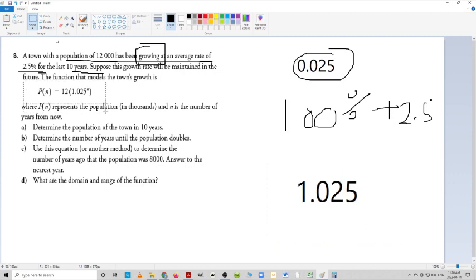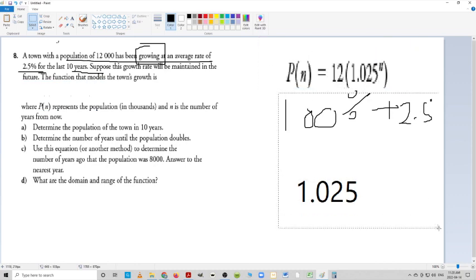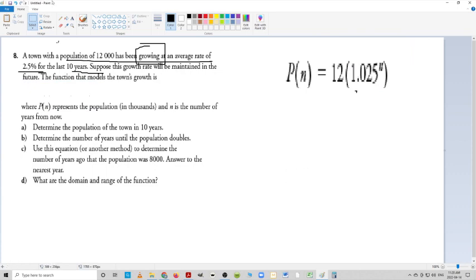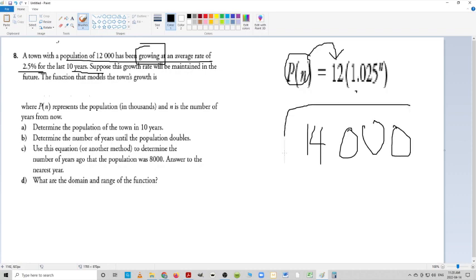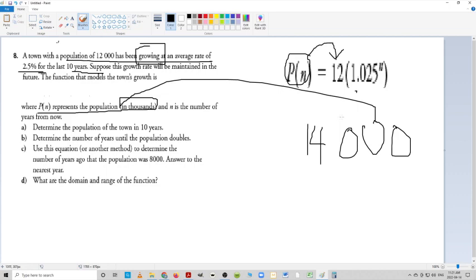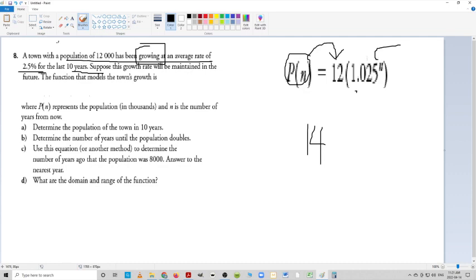What about the 12? Well, they tell us that the town is modeled in thousands. So that 12 represents 12,000 people. So whatever population we figure out at the end using this 12, if we come up with like 14, we have to add another 1,000 to it to say, well, it's grown to 14,000, because that 12 represents 12,000. That's what they mean when they say where P of n represents the population in thousands. It means at the end you have to multiply by 1,000. And n is the number of years from now.